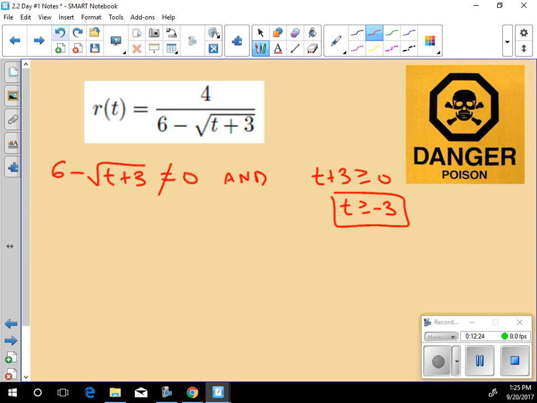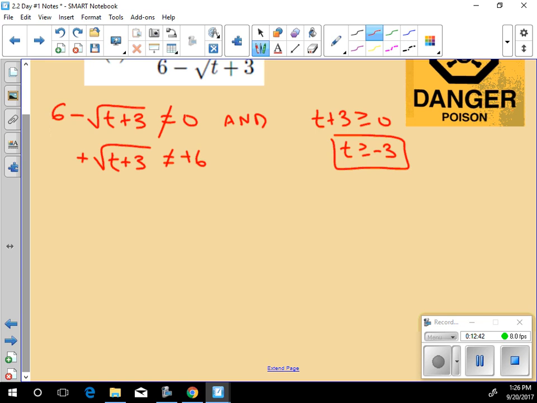And I want whatever this garbage is to work out. So I'm going to subtract. I get negative square root t plus 3 not equal to -6. They're both negatives, so I'm just going to make them positives. Now what? Square each side. If I square this side, I get t plus 3. And I square this side, I get 36.